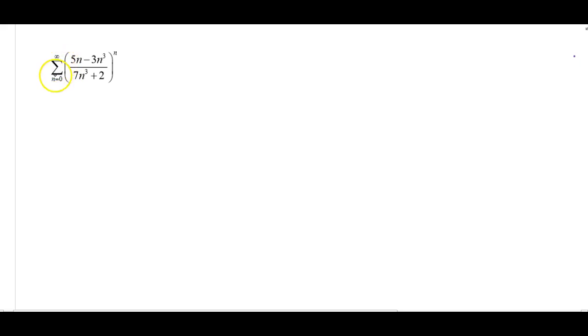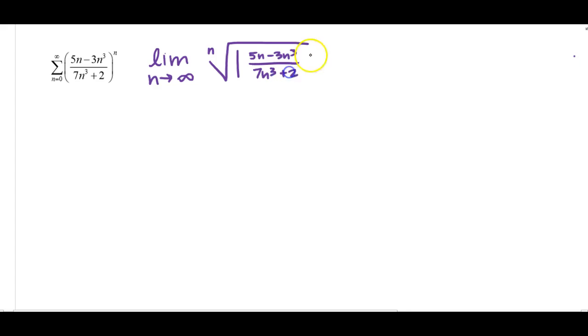Alright, in this last example, I have the sum of n equals 0 to infinity of the entire quantity 5n minus 3n cubed divided by 7n cubed plus 2, all raised to the nth power. So the fact that this entire rational function is raised to the nth power tells us that we should use the root test. So we're going to set up the limit as n approaches infinity of the nth root of the absolute value of 5n minus 3n cubed over 7n cubed plus 2.